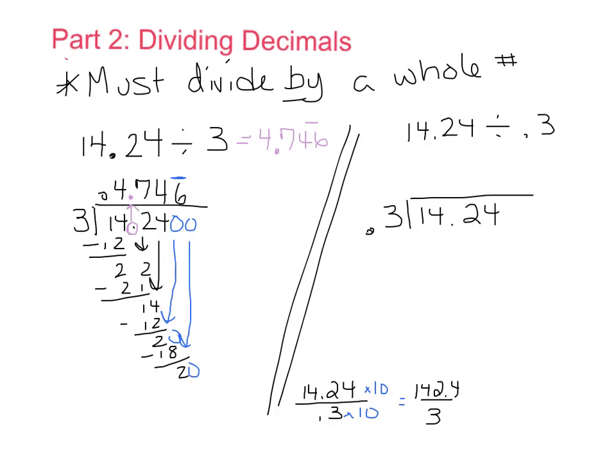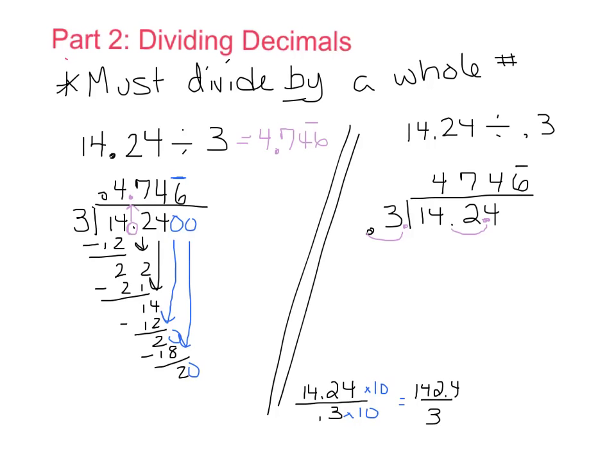So up above here, it now becomes 142.4 divided by 3. So basically, in order to be fair, however many spaces I move the decimal place on the inside, I also need to do on the outside. The rest of the problem will follow the same with the numbers. So it would be 4, 7, 4, 6 repeated.